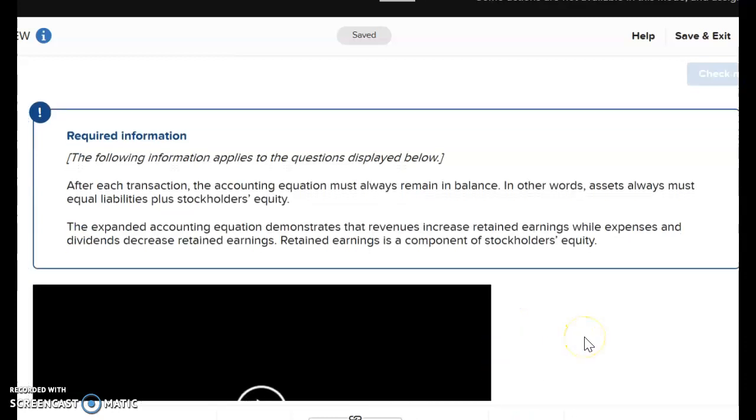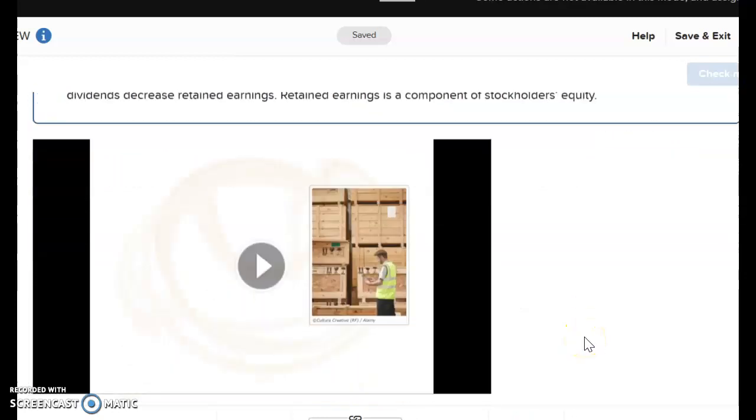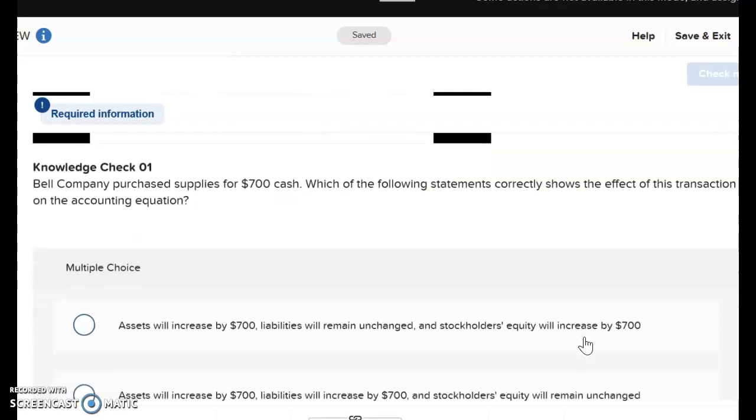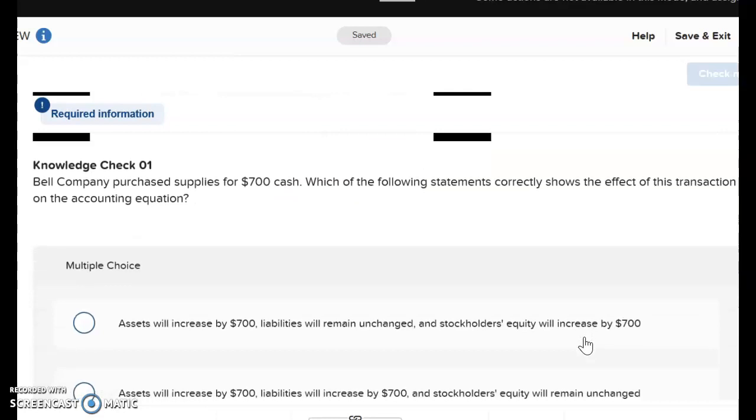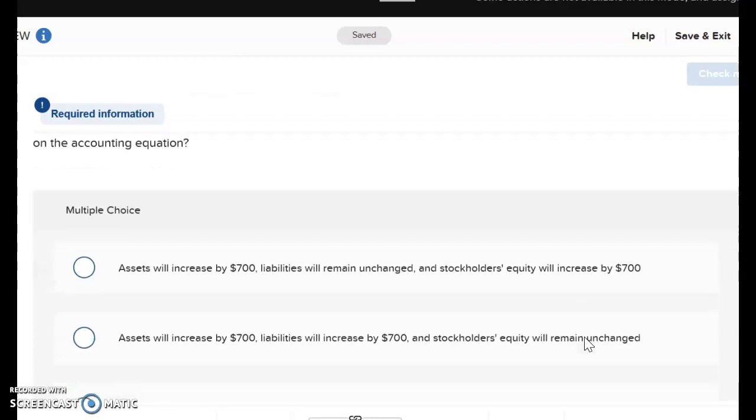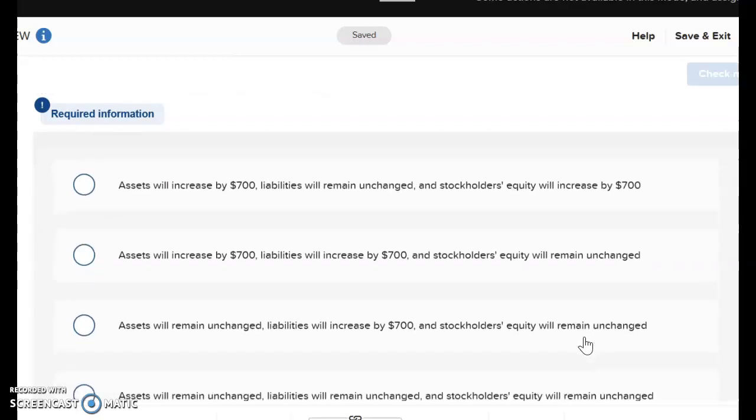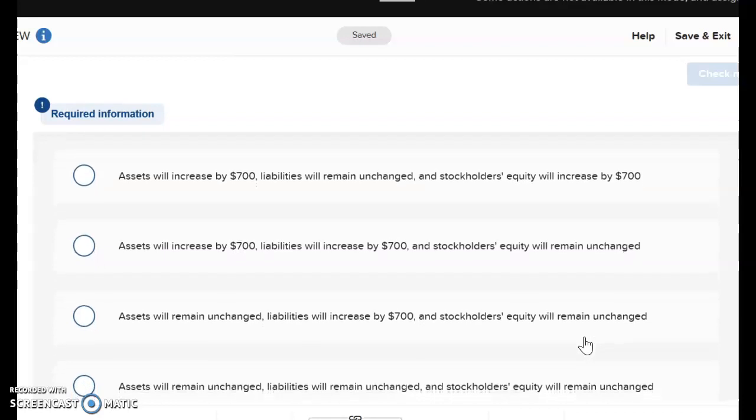Number 12. So same information. Now the question is, Bell Company purchased supplies for $700 in cash. Which of the following statements correctly shows the effect of this transaction on the accounting equation? And there's all 4 of your answers there on one screen. I could get them in on one screen on this one.